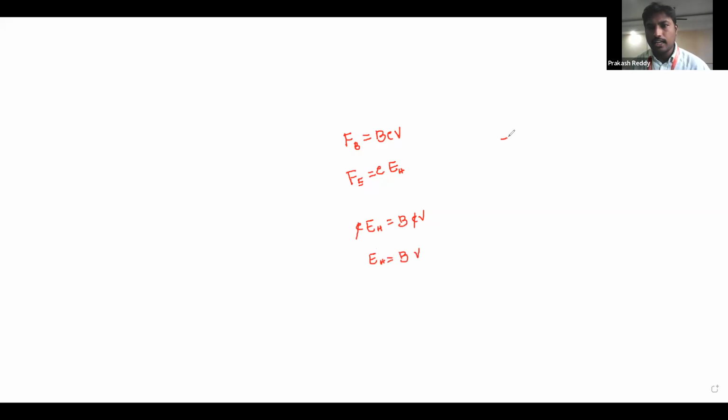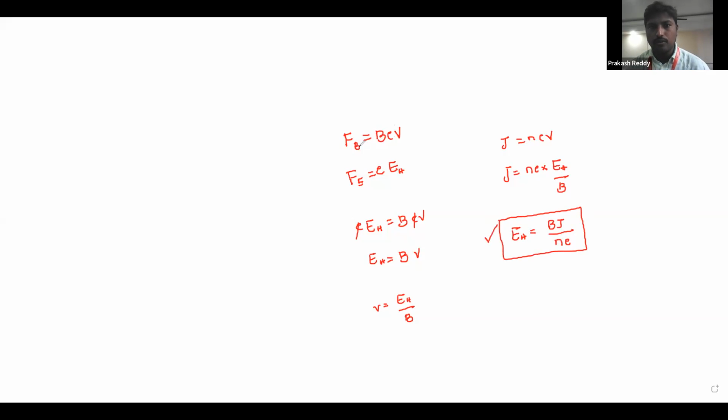After that, we take the current density J equals n into e into v. From that equation, v equals EH by B. Therefore, current density J equals n into e into EH by B. From that we derive the equation for EH. What is EH, Amma? The electric field generated inside the material, EH equals B into J by n into e. This is the equation for EH.